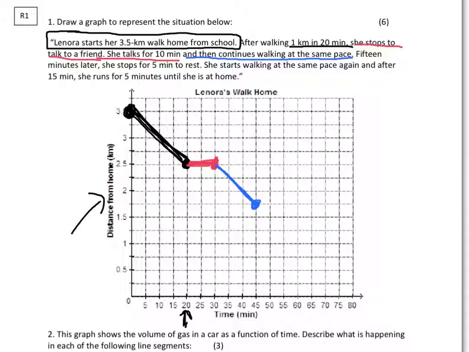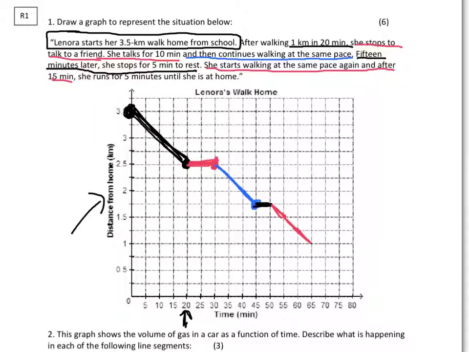Next, go back to black. 15 minutes later, she stops for 5 minutes to rest. So we need another new plateau there just for 5 minutes. Finally, she starts walking at the same pace again, and after 15 minutes, stop there. So 15 more minutes at the same pace. That's down 1 and to the right 1, so down 1, right 1, down 1, right 1.